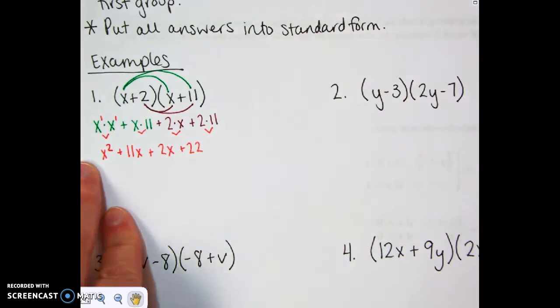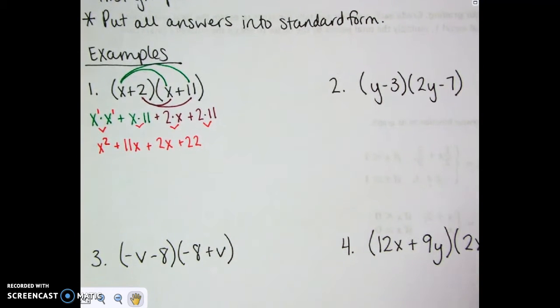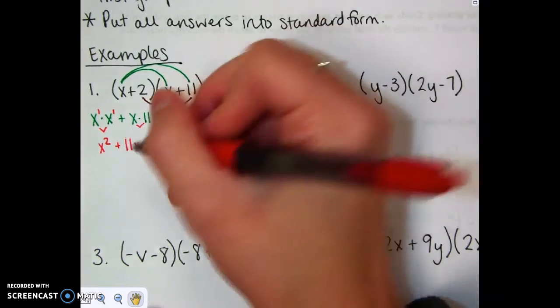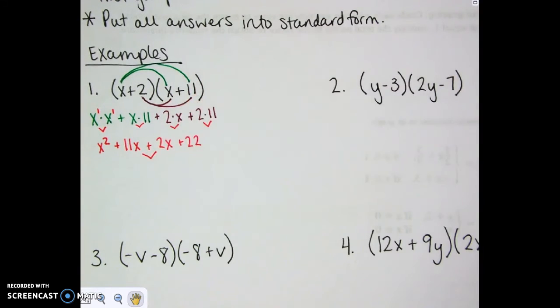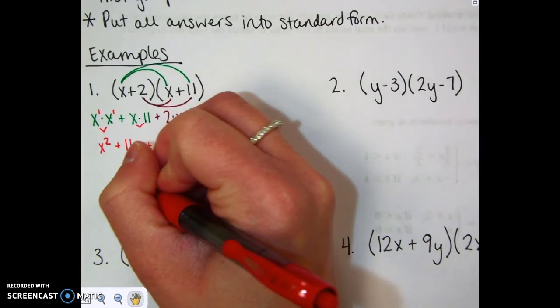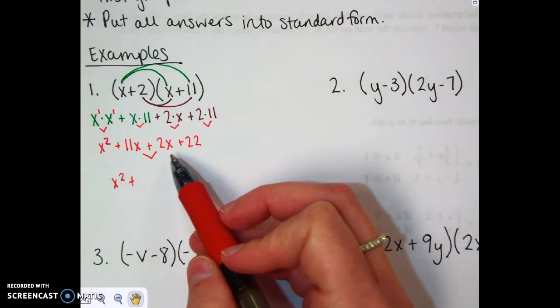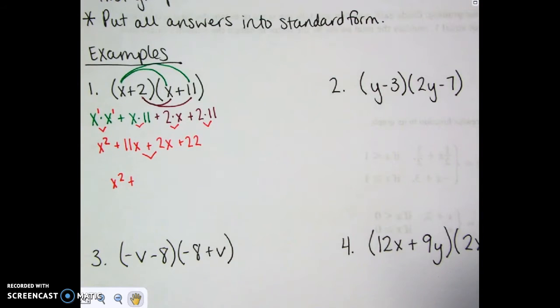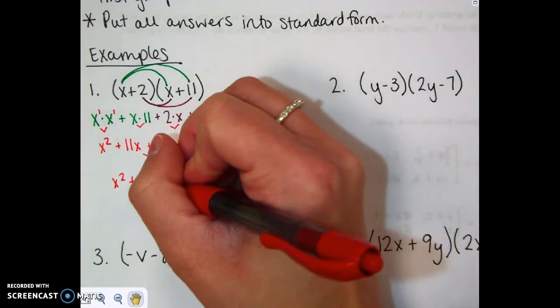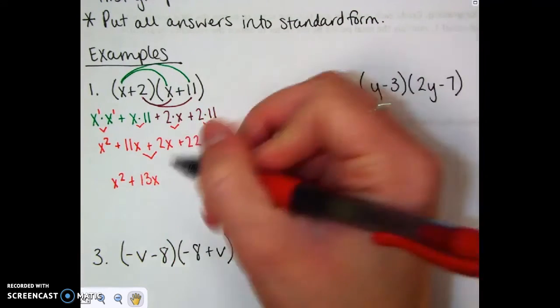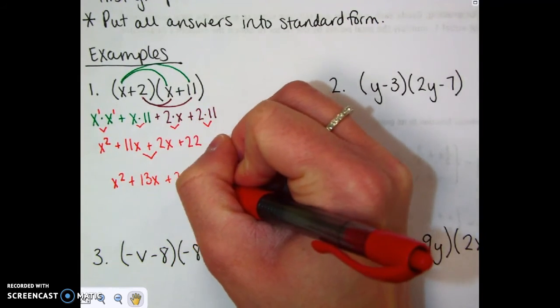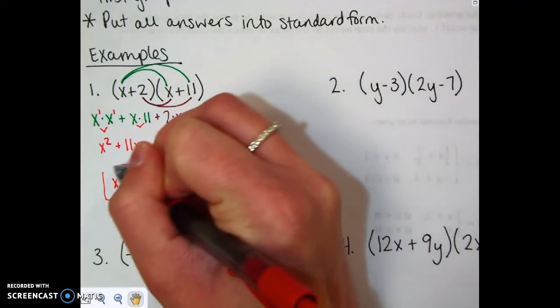And at this point, you need to look and see if you have any like terms that you can combine. And usually it's going to be the two middle ones. So this is now x squared plus, and remember when you add, they have to have the same variable and exponent, and you just add the coefficients or the larger numbers. So 11 plus 2 is 13. There's my answer.